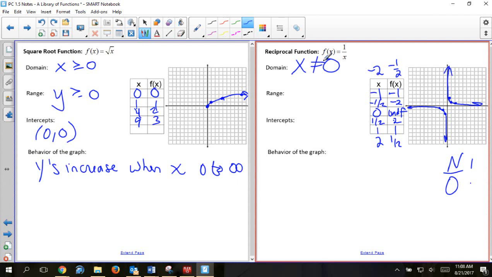And then the range. The range goes all the way down. It goes all the way up, but it jumps over 0 also. So for the range, we're going to put y does not equal 0. Intercepts, there are none.